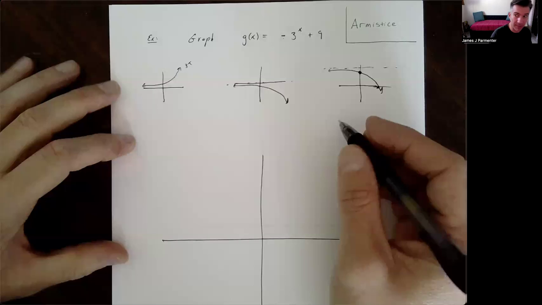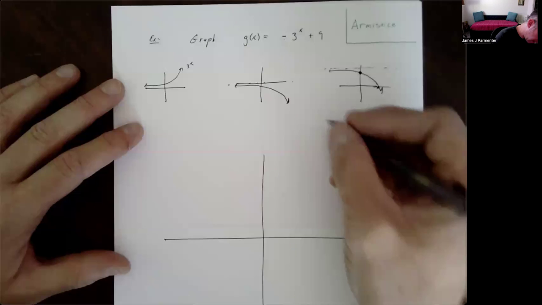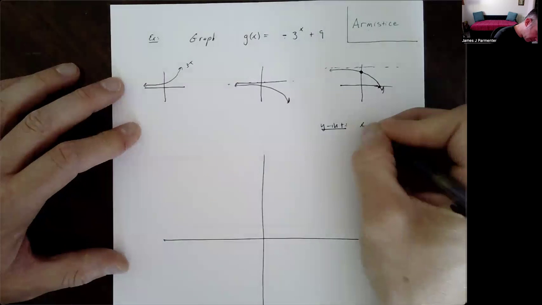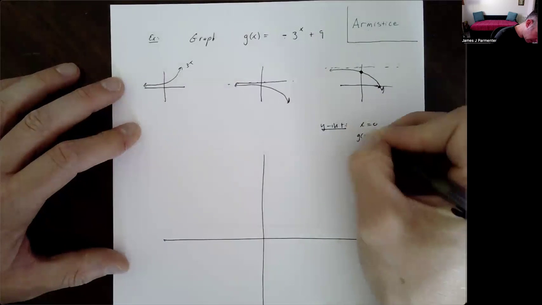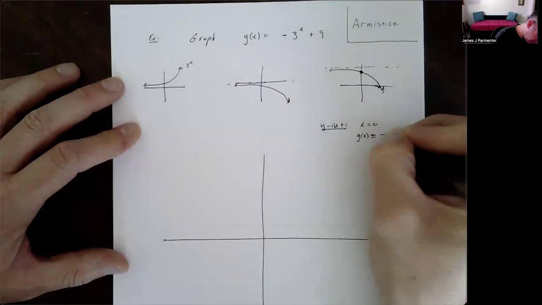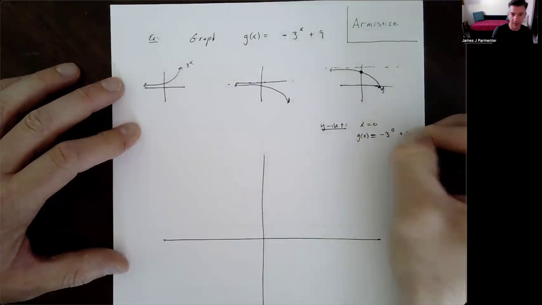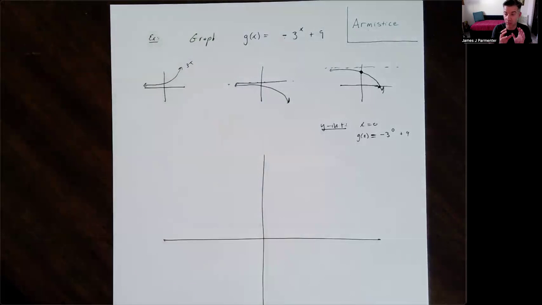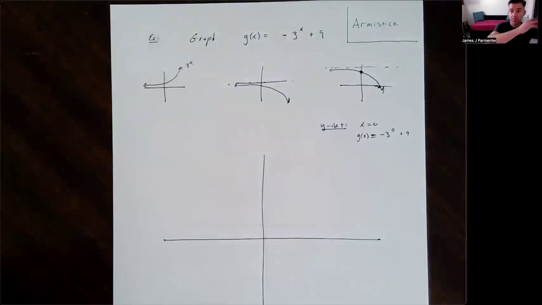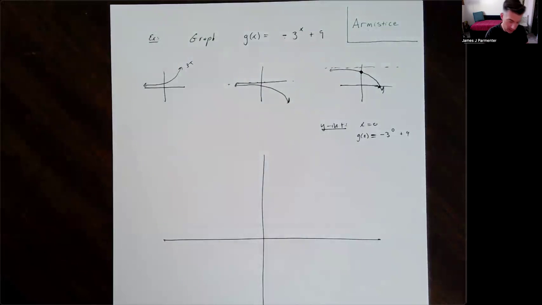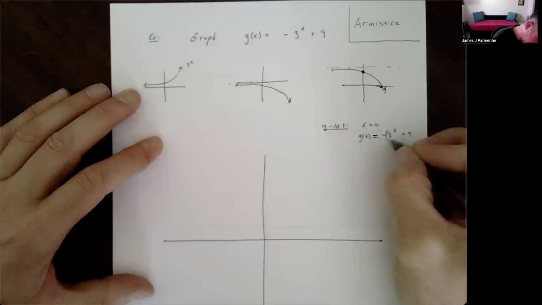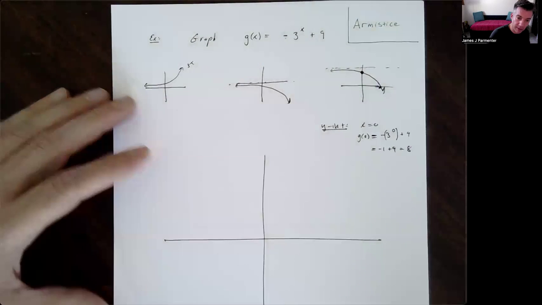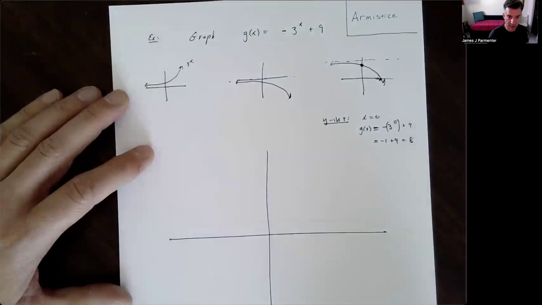But let's find the intercepts, plural. So my y-intercept: if I set x equal to 0, g of 0 is going to equal negative 3 to the 0 plus 9. Now we have to be extra careful here. The exponent gets applied first. So it's not negative 3 in parentheses to the 0, which would be positive 1. It's negative 3 to the 0, which is negative 1. So this 3 to the 0 happens first, and that's going to be negative 1 plus 9, which is positive 8.